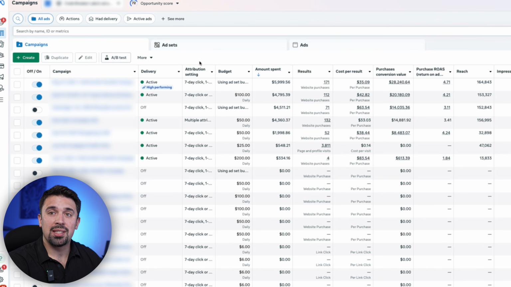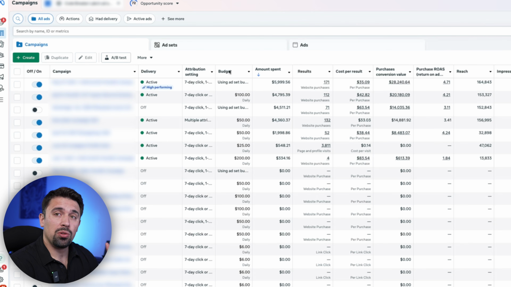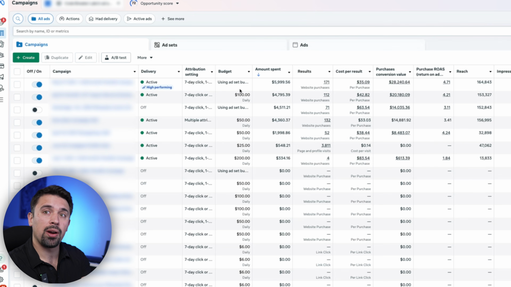Most of the time I'm using 7-day click, 1-day view, but in certain cases I will remove the 1-day view if I'm seeing Meta is just putting ads in front of people that would already convert anyways. But that's a topic for another day. Budget, super important to have here, just so you can easily see how much you're spending for each campaign, or if you're using ABO or ad set budget optimization, you can see how much budget each ad set is getting per day. And then now we get into the metrics.